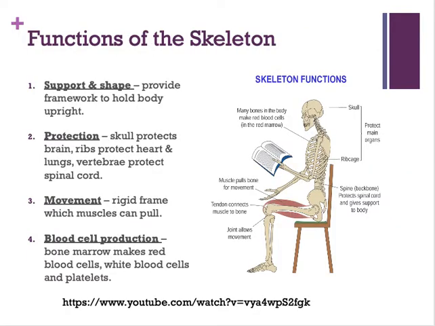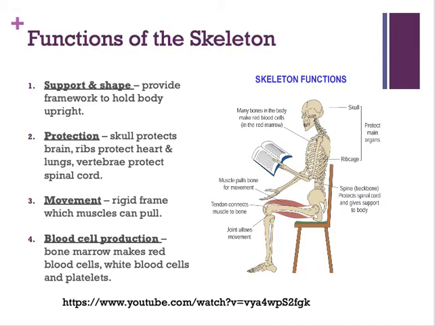So what does the skeleton do for us? Here it's divided up into four different functions. In reality, the first one there, support and shape, could be separated out into two if you needed to do that. So the skeleton provides support, it holds us upright. Without it, we'd be a puddle of jelly on the floor. And it also gives us our shape in that if you have long bones, you'll be tall. If you haven't got long bones, you'll be short.